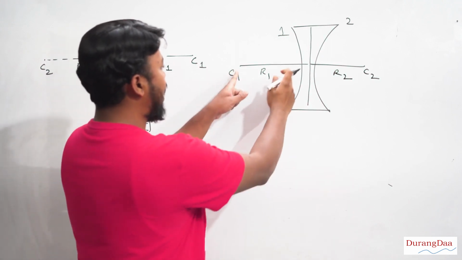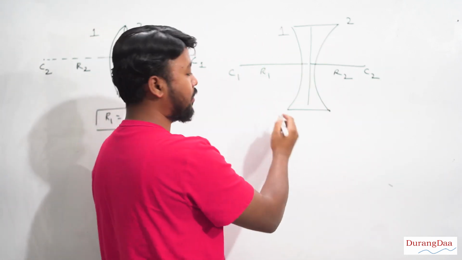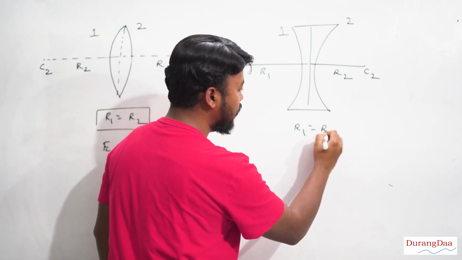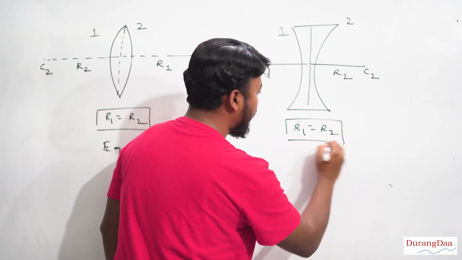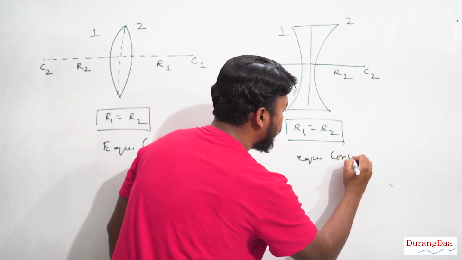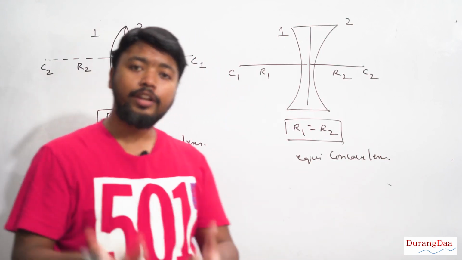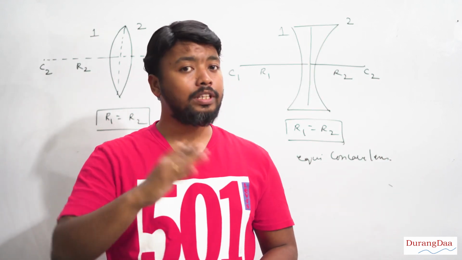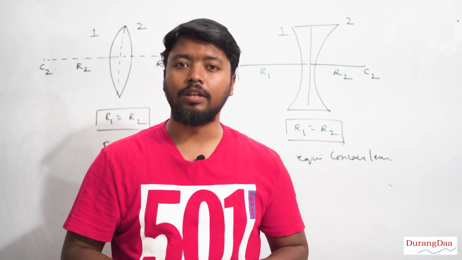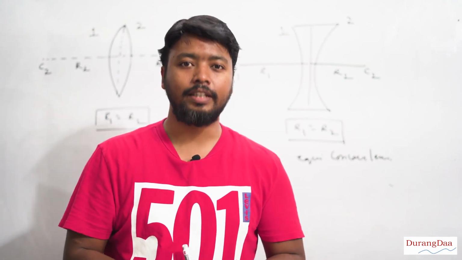Alright. If R1 and R2, that means the radius of curvatures on either side of the lens, if they are equal, R1 equals R2, then we can call this lens equiconcave lens. So the condition is that the radius of curvature on both sides or both the surfaces of the lens should be equal. Then only we can call it equiconcave or equiconvex lens.